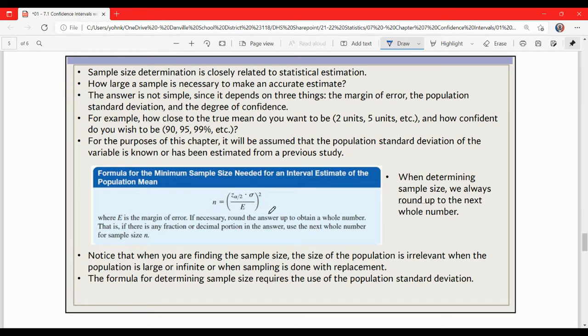And if necessary, round the answer up to obtain a whole number. So if there's any fraction or decimal portion in the answer, use the next whole number for sample size n. Always round up.